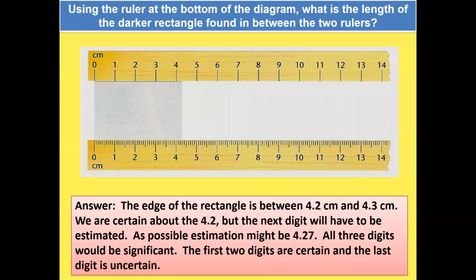So the edge of the rectangle is between 4.2 and 4.3, so we are certain of the 4.2, and then like I said, we always estimate one place past. So anytime you see a measurement, the last number is always an estimation. And how many places past the decimal you would go is going to depend on what type of equipment you have, in this case a meter stick or a balance or volumetric flask or something.